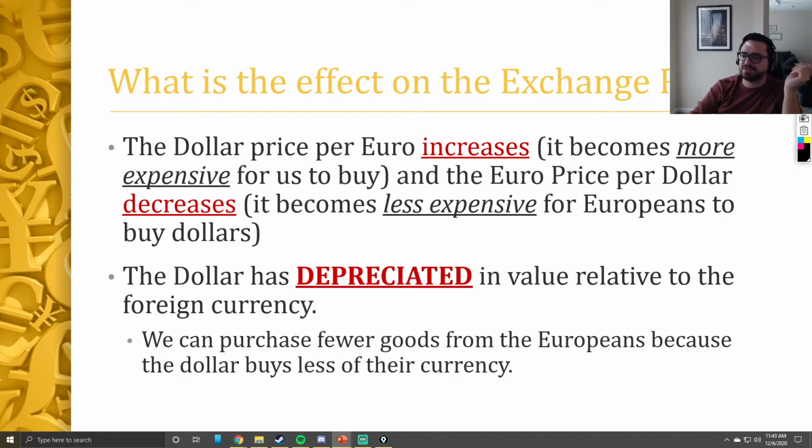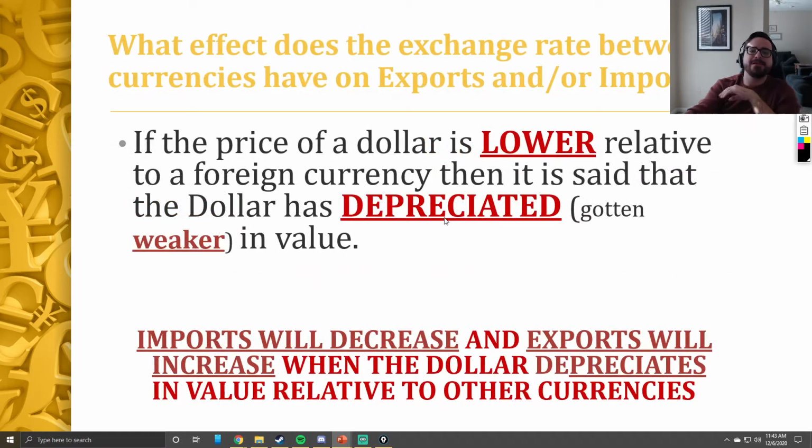So the dollar has depreciated in value relative to the foreign currency, which means we can't buy as many foreign goods. We can't buy as much stuff from Europe and all of that. But it also means something kind of neat. Because if our currency is worth less, then all of our goods are cheaper for other countries. Well, that would mean that they can buy more of our stuff. Yeah. So when your currency depreciates, imports go down and exports go up.